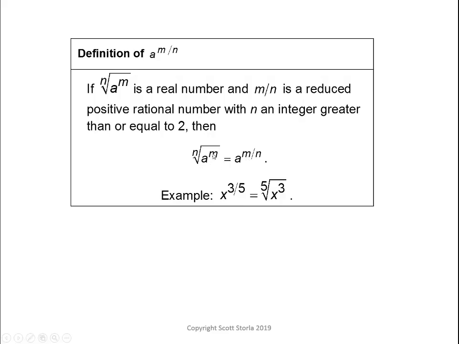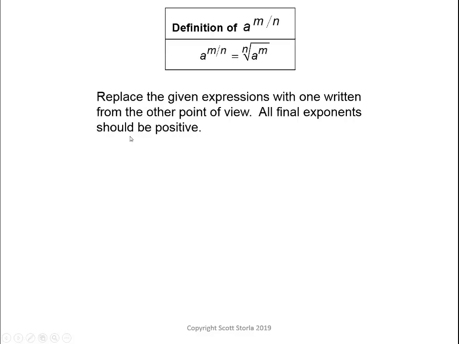Notice the exponent of the radicand is in the numerator, and the index is in the denominator. For instance, if we have a base of x and an exponent of 3/5, then it'll be the 5th root of x cubed. So if I want to replace the given expression with one written from the other point of view, where all my final exponents need to be positive, then for instance I would write the square root of 10 in exponential form as 10 with an exponent of 1/2.